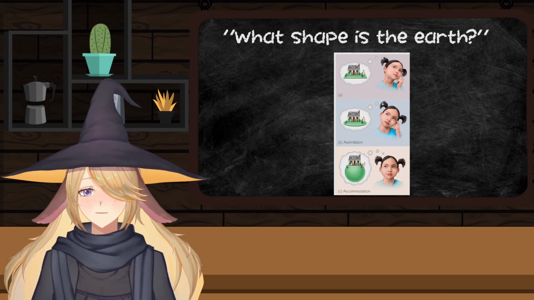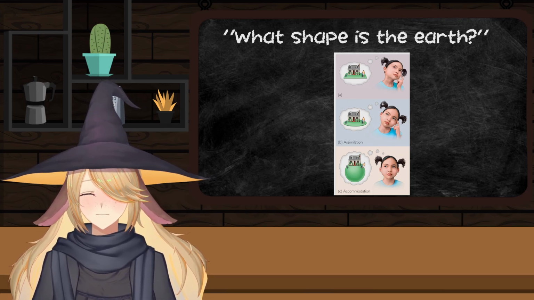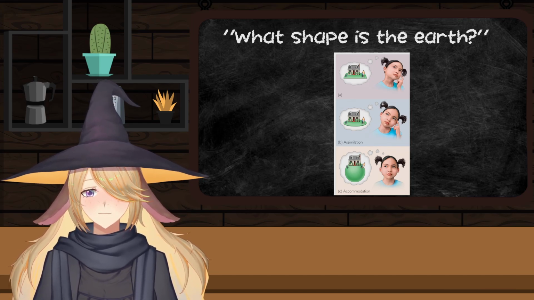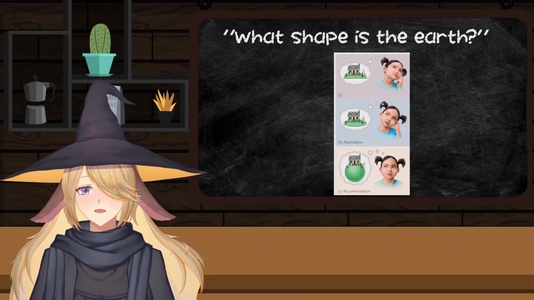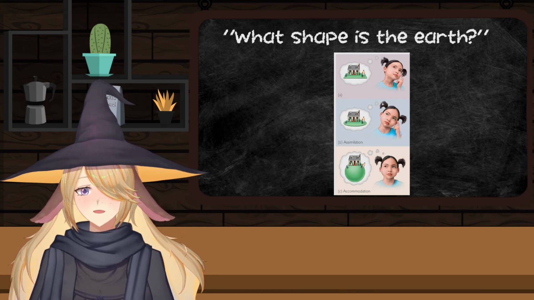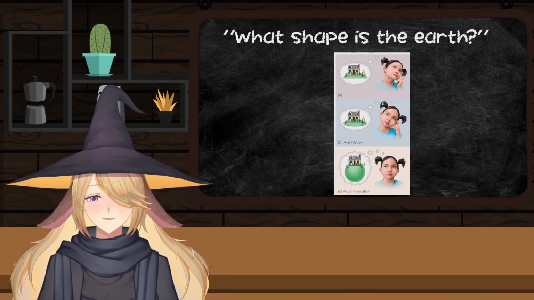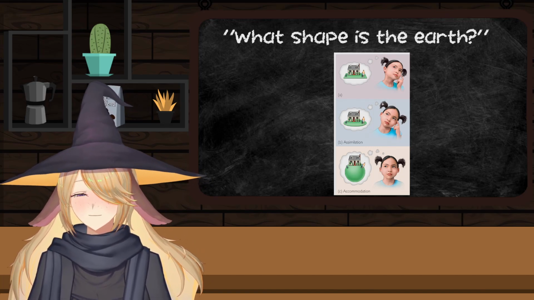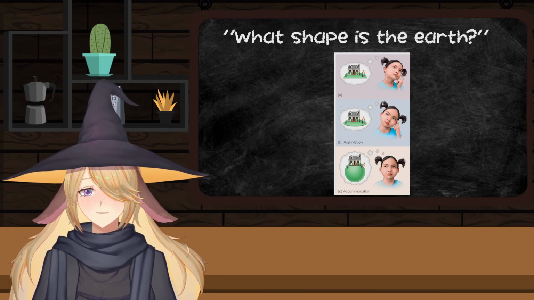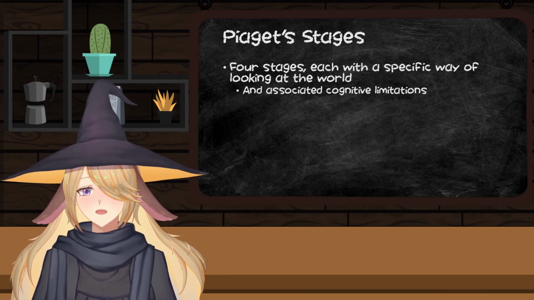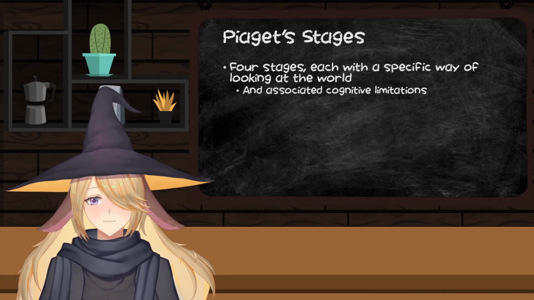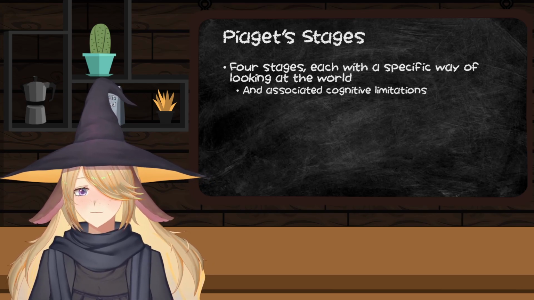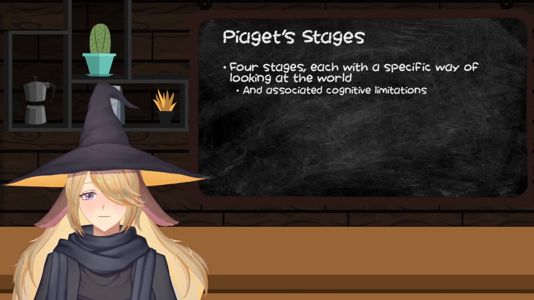So we have this initial assumption, my neighborhood, the block that I live on, is flat, which is challenged by the existence of hills, which leads to the acceptance that maybe the world isn't totally flat. And these two tools are basically how Piaget thinks that we've learned literally everything about the world. And in general, people are going to go through four individual stages of development, each with their own limitations.